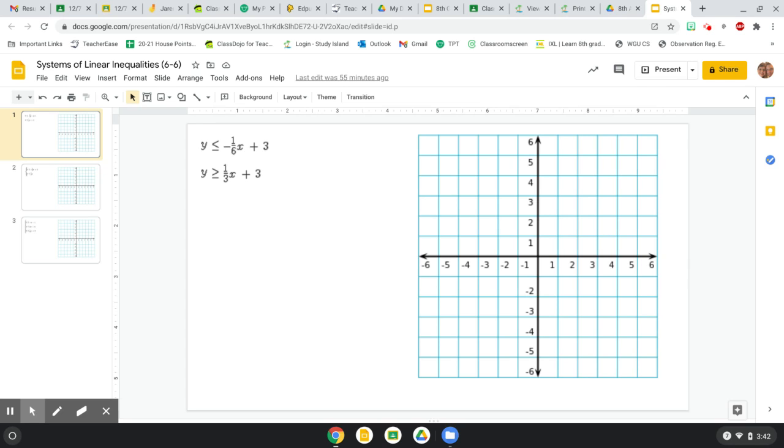Guys, happy Wednesday. So, yesterday you guys worked on graphing linear inequalities. Today we're going a step further with solving systems of linear inequalities, okay?